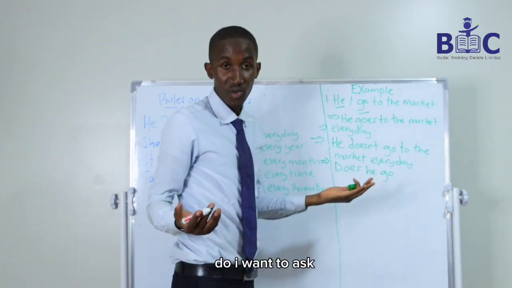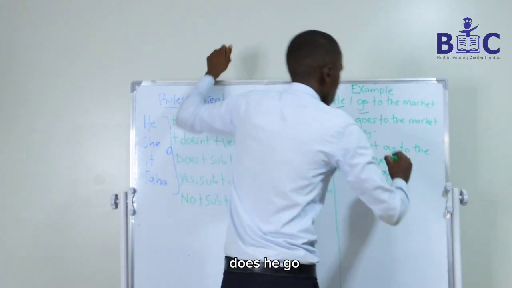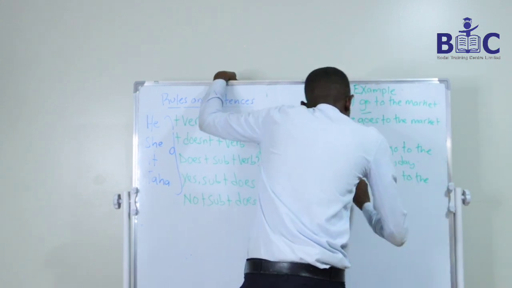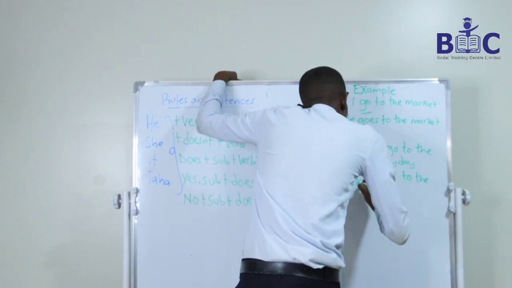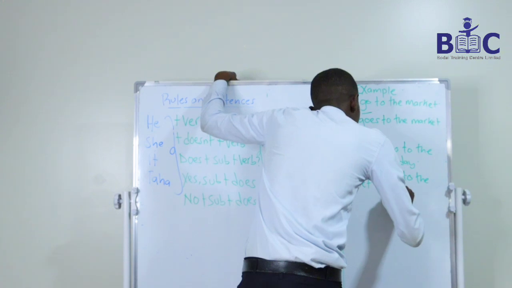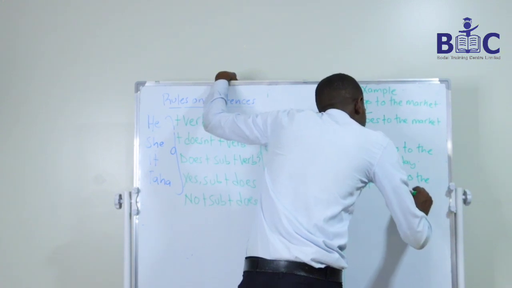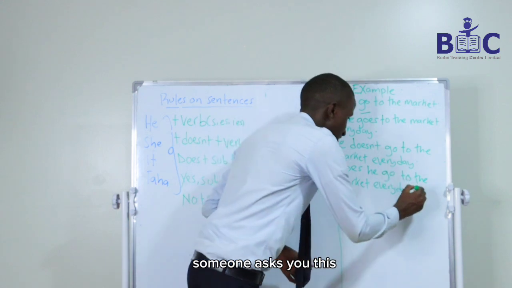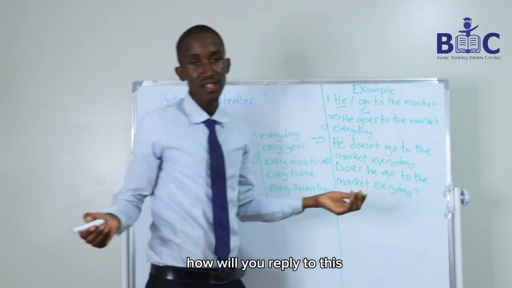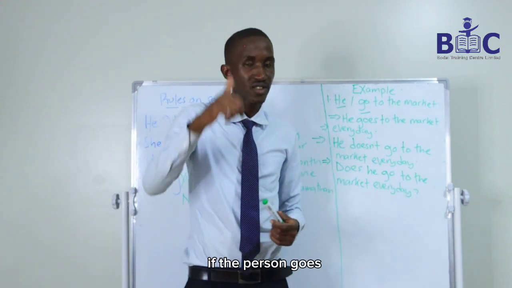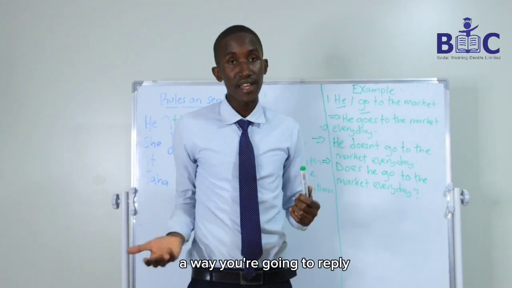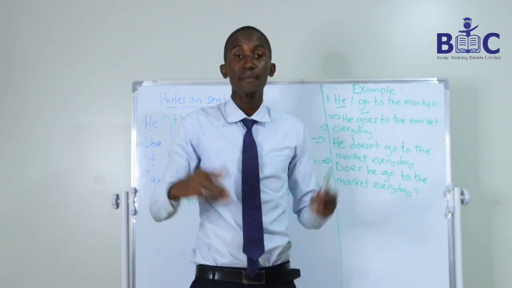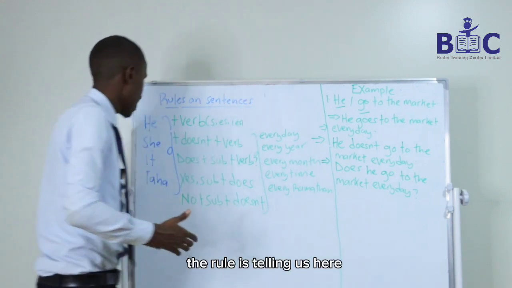But where do I want to ask? Does he go to the market every day? Then, just imagine someone asks you this. How will you reply to this? If the person goes, there is a way you're going to reply. If the person doesn't, there is a way you're going to reply. But how? The rule is telling us here.